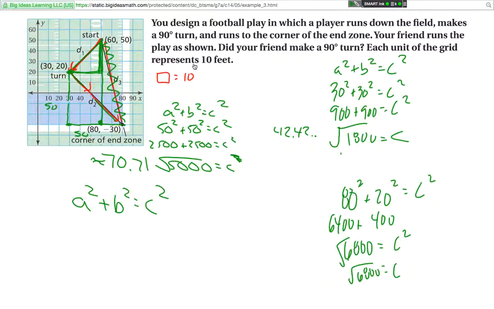I'm confused on why you did the first one with green. All right, let me finish and then we'll go into it.